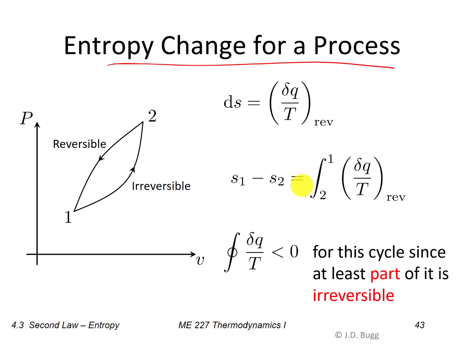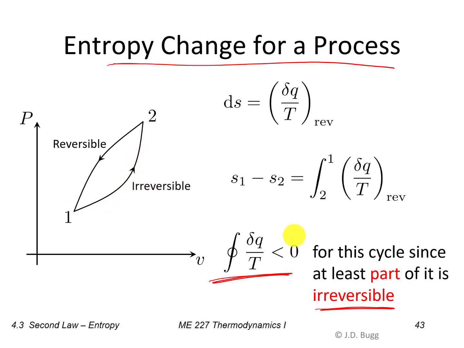Now we know, because we just looked at the Clausius inequality, that the integral of delta Q over T for this entire cycle has to be less than 0, because at least part of it is irreversible. It has some irreversibilities in it, and those are in the original process from 1 to 2.